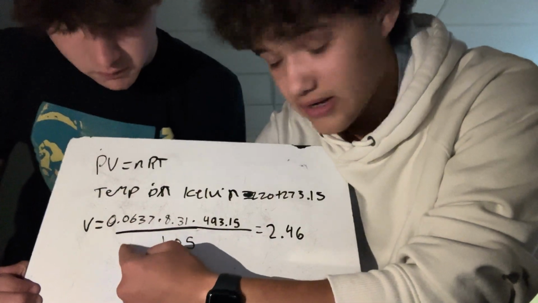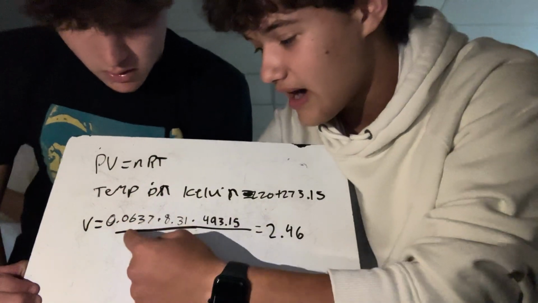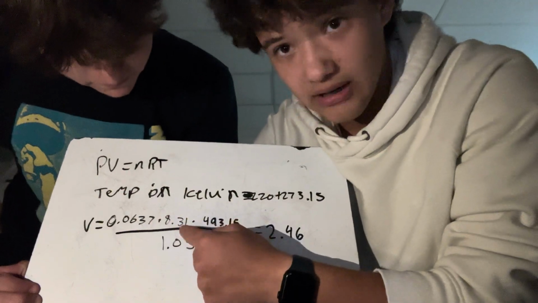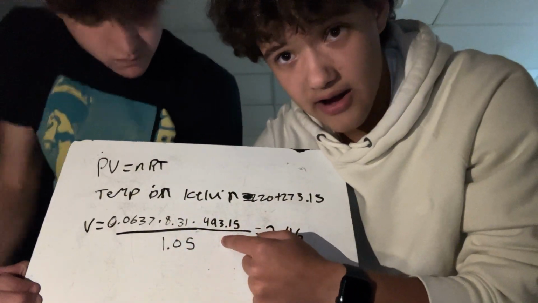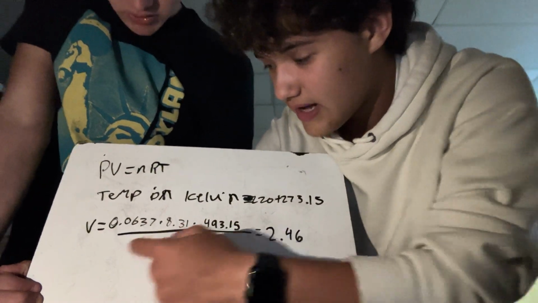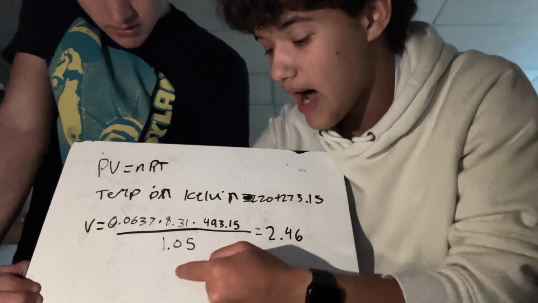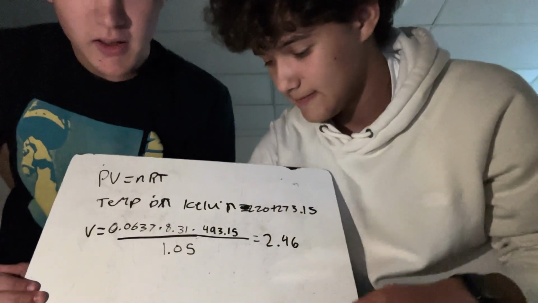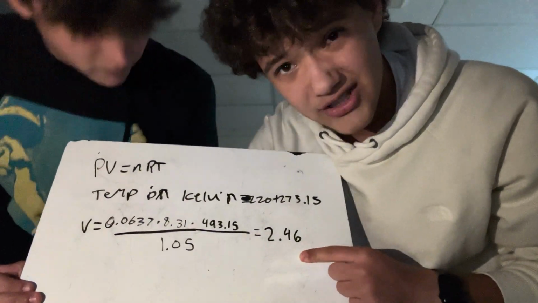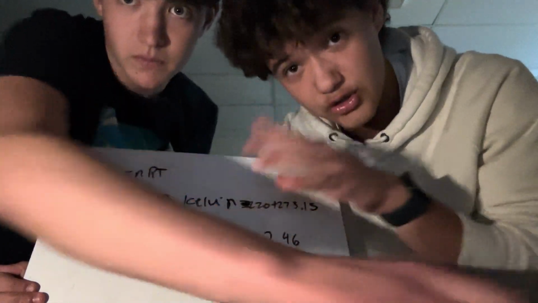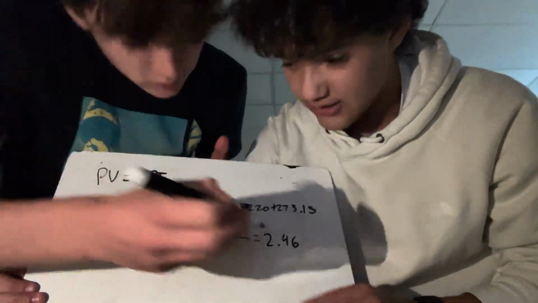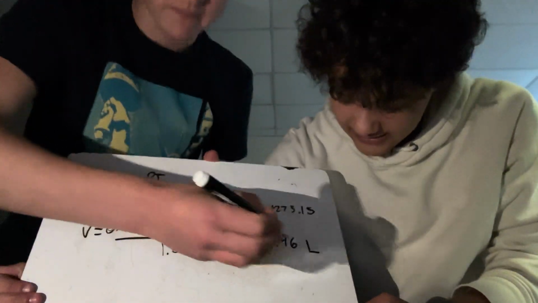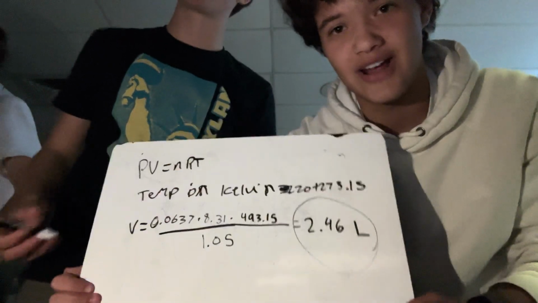So our volume, which we're trying to find, equals our moles times our gas constant times our temperature in Kelvin, and then you divide that by our ATM, which is 1.5, and you're going to get your answer, which is 2.46 liters. Remember, guys, include units. Oh, that's my bad. Liters. That's our answer.